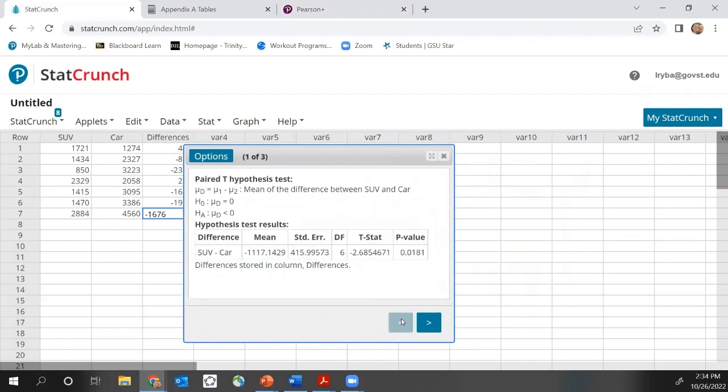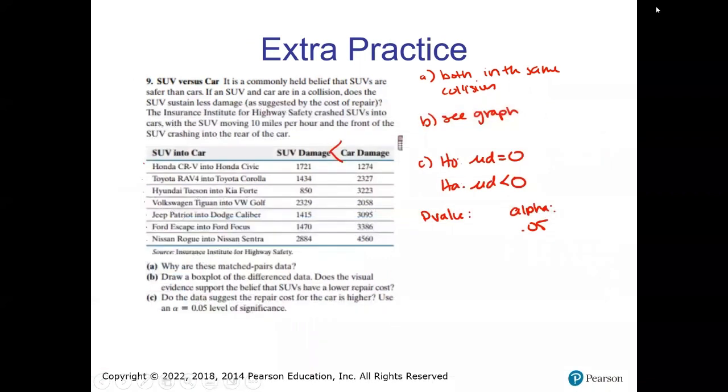If we go and look at our hypothesis test here, we go look at our p-value, 0.0181. So yes, mostly negative, 0.0181. Looking at this now, the p-value is less than the alpha value, so we can reject the null. So yes, the data does suggest that the repair cost for the car is higher, the SUV is smaller.